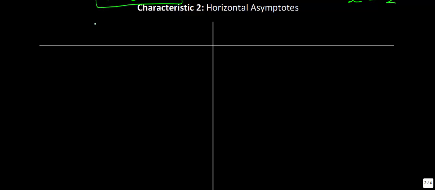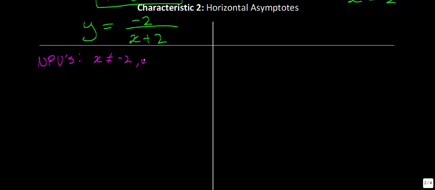Let's start by looking at the equation y is equal to -2 all over x plus 2. So let's first start with what we did before and let's identify my NPVs. In this case, we'd say that x cannot equal -2, and so we would have a vertical asymptote at x equals -2. Okay, so now that we've done that, let's start identifying if we have any horizontal asymptotes.